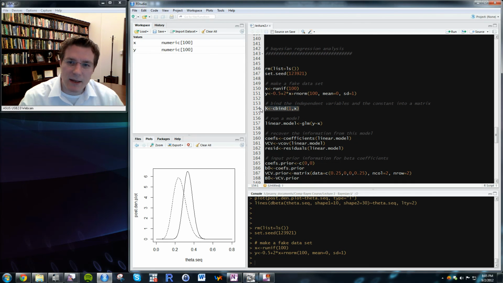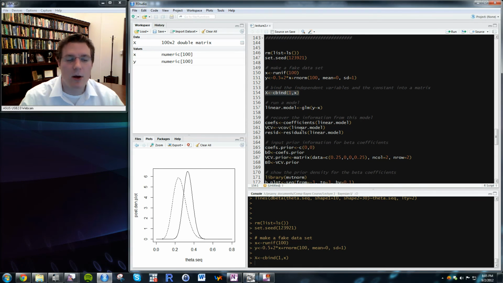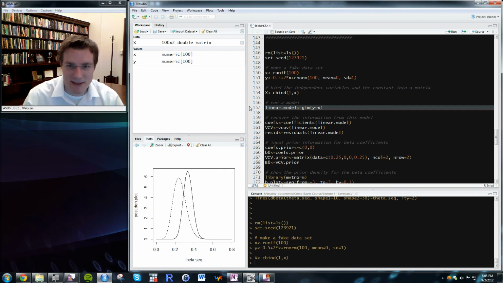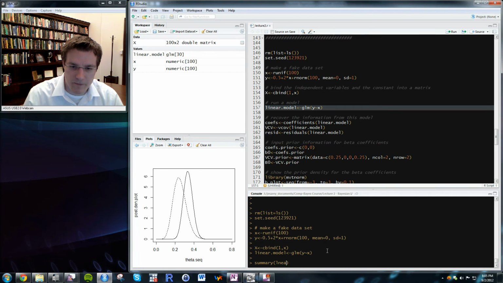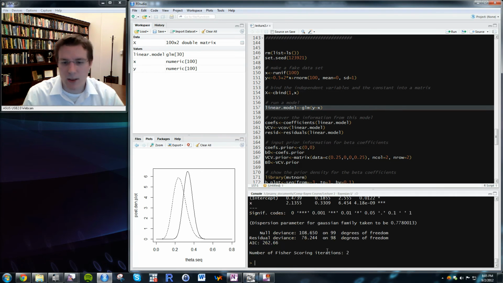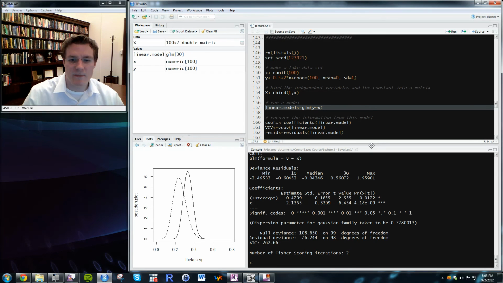And I'm binding the independent variables and the constant into an X matrix because, as you saw in the write-up, we need X transpose X for some of these products, and so eventually we're going to need X transpose X. I'm going to run a GLM model of y given x, and if I do a summary of that linear model, you can see that I'm recovering pretty close to the true values of beta.